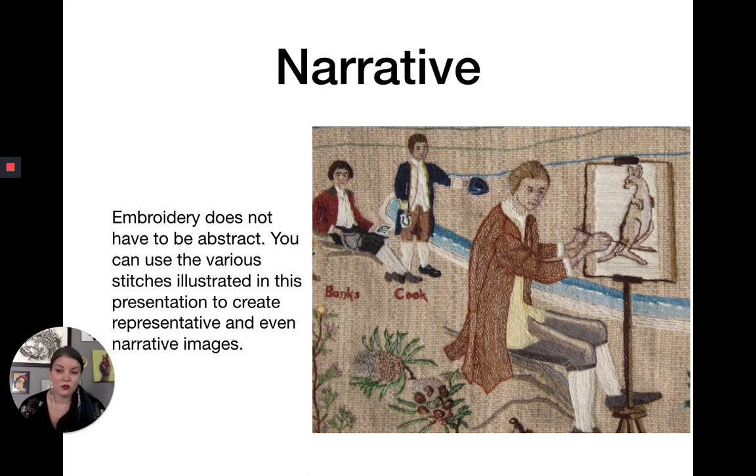If you've had art history, you probably studied the Bayeux Tapestry, which is a very, very long tapestry that shows the history of William the Conqueror, the Battle of Hastings. So you can do representative work. Your slow stitch project does not have to be something that is abstract.